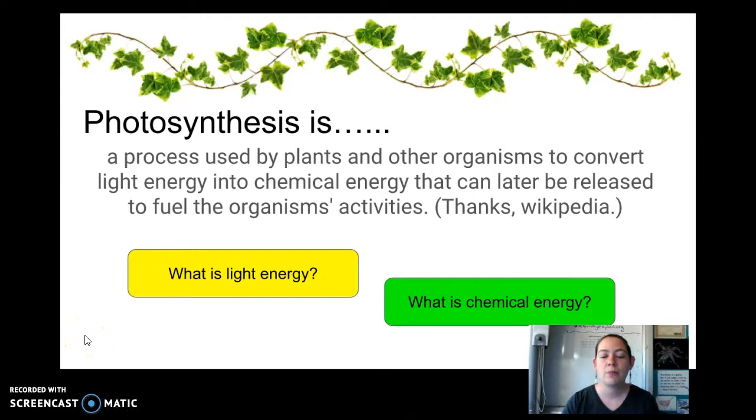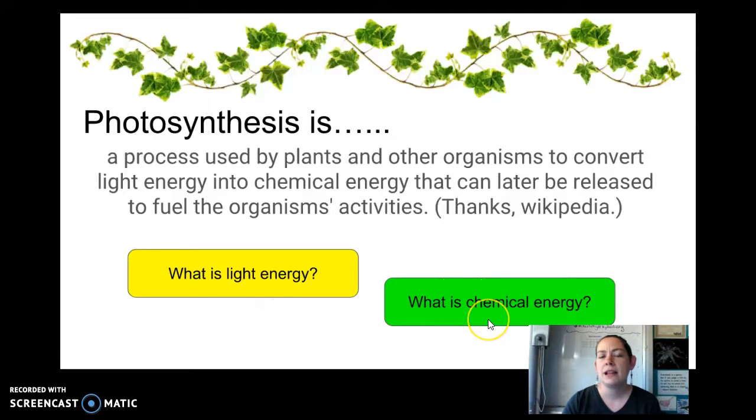So the definition from Wikipedia is, photosynthesis is a process used by plants and other organisms to convert light energy into chemical energy that can later be released to fuel the organism's activities. So first, what is light energy? Well, that's the energy that's coming to us from the sun. So the energy from the sun lights up our day and keeps our earth nice and warm.